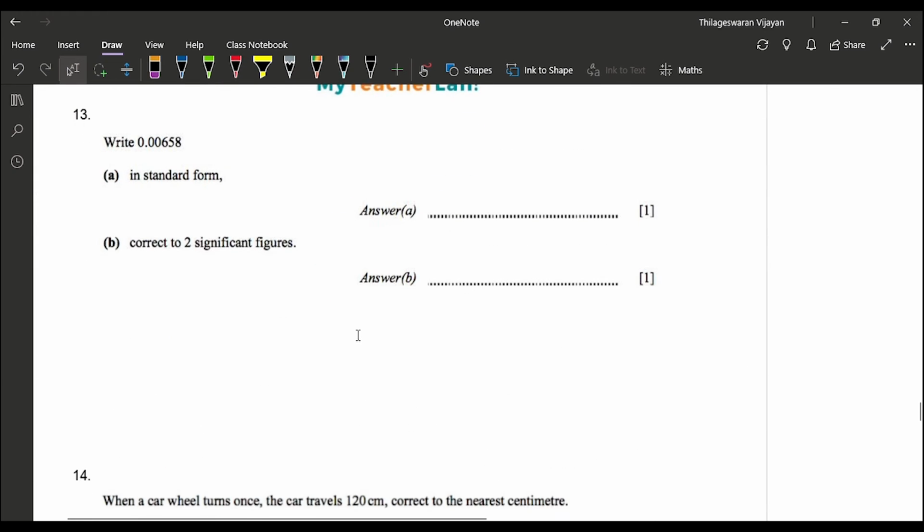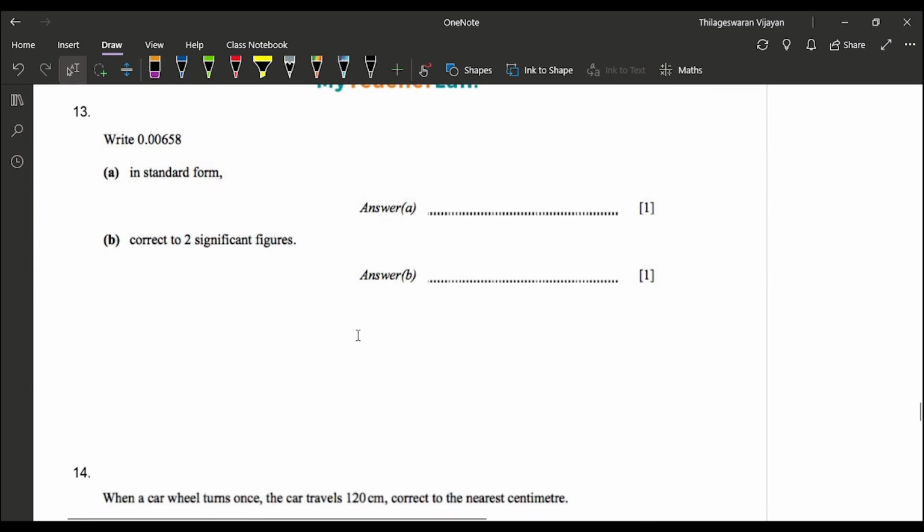Question number 13. We're almost done with this paper. Standard form, this is fairly simple. You just move your decimal places 1, 2, 3. So that should give you 6.58. Since you're moving to the right, negative 3.